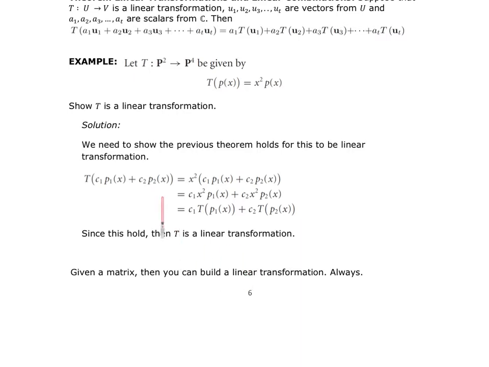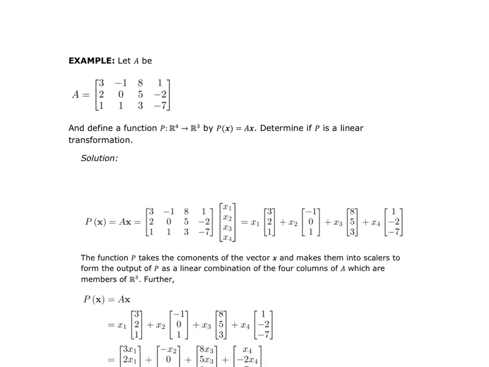Now we started out with a matrix and we did some multiplication and we said, hey, this holds. Well, given a matrix, you can always build a linear transformation. You can always do this. So let's take a look at an example where we start out with this matrix A. I'm going to define a function so that I'm going to start in R4, and then I'm going to end up in R3, so that my linear transformation P of X is going to be the multiplication of my matrix A times X.